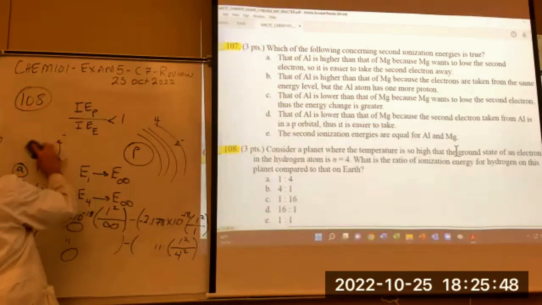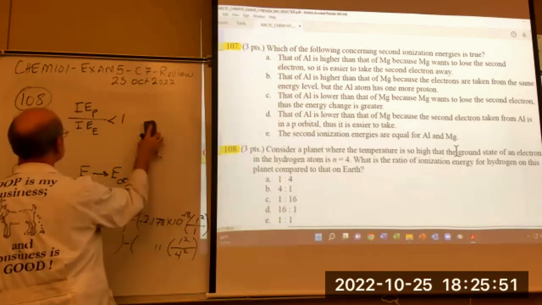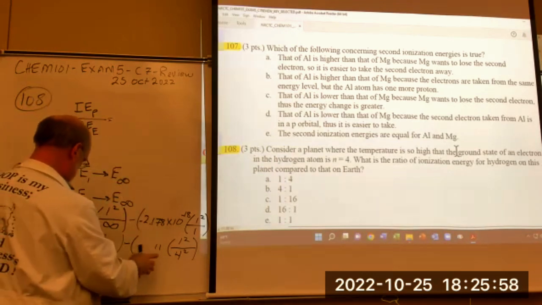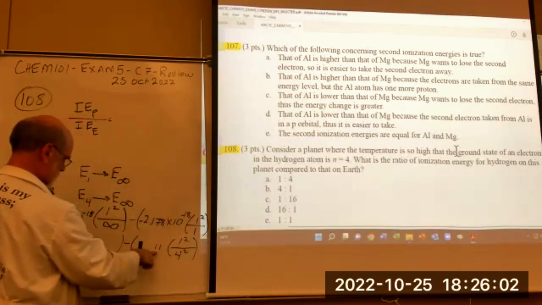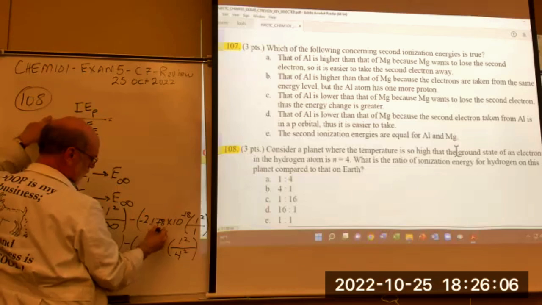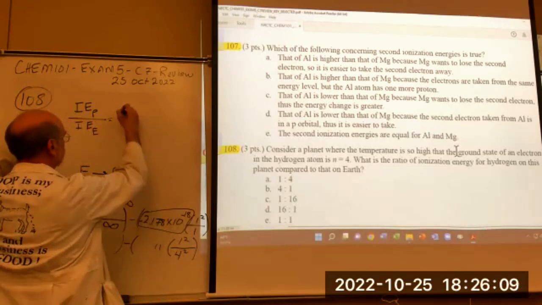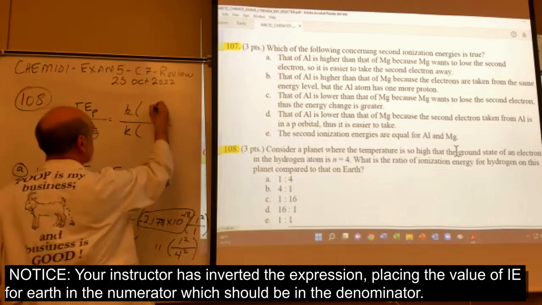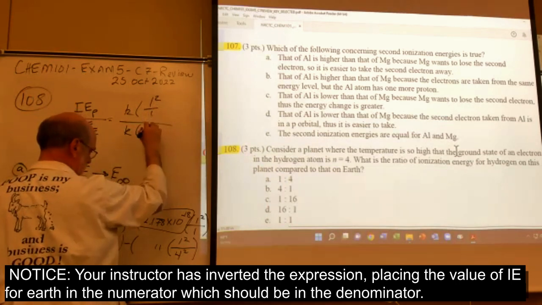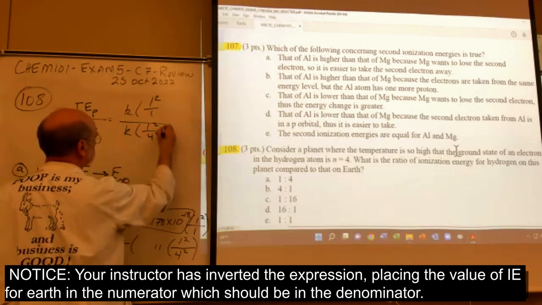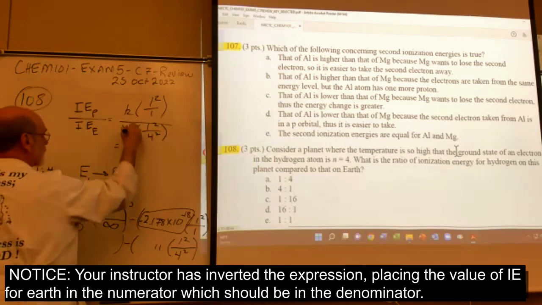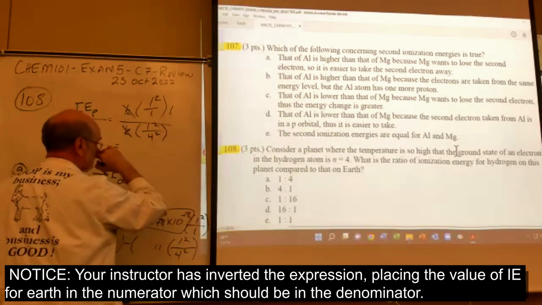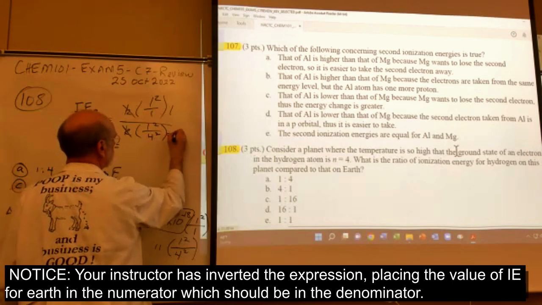I'm going to have to erase some of this. Now this one's going to be this value right here. I'm going to call it K for constant because it's the same on both of them. And then we have 1 squared over 1 divided by 1 squared over 4 squared. So the K's cancel. This is equal to 1, and this is equal to 1 divided by 16.